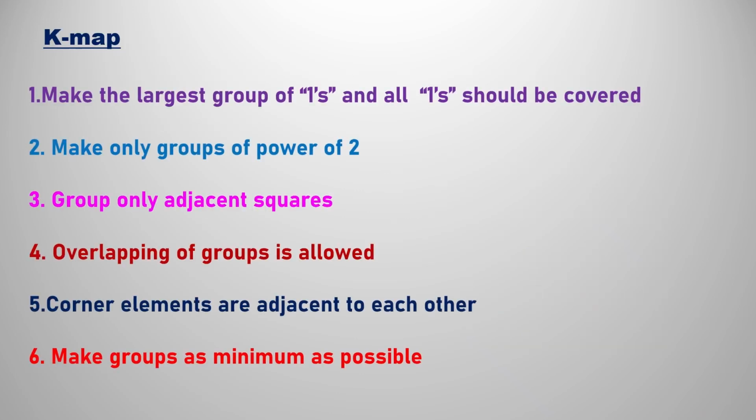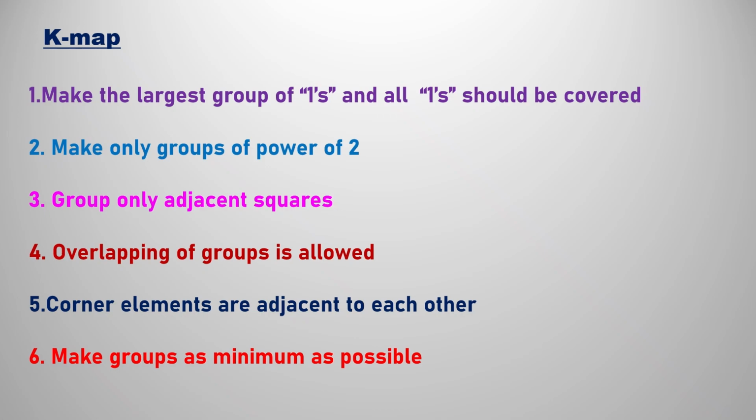So these are the rules of making K-map groups. The first rule is to make the largest group of ones. So we have to target the largest group. All ones should be covered, so there should not be even one left without grouping. All ones have to be covered in some group. Make only groups of 2 power: 2 power 0, 2 power 1, 2 power 2, meaning that many elements have to be present in the group. Like 1 element, 2 elements, 4 elements, 8 elements. There should not be a group of 3 elements. That's the main thing, remember that.